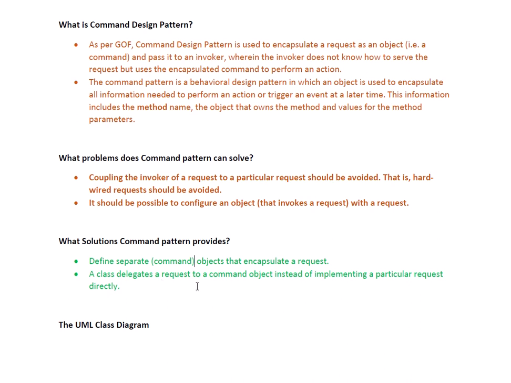So that's what they say: a class delegates a request to a command object instead of implementing a particular request directly by itself. If it directly implements that request, then it is hard coded with the receiver. We don't want that. That's why we should have a command object, which takes the responsibility of delegating the request to the receiver object.